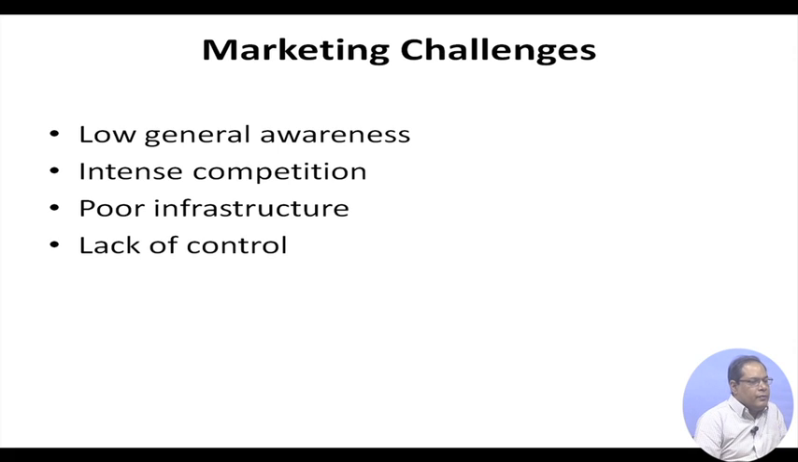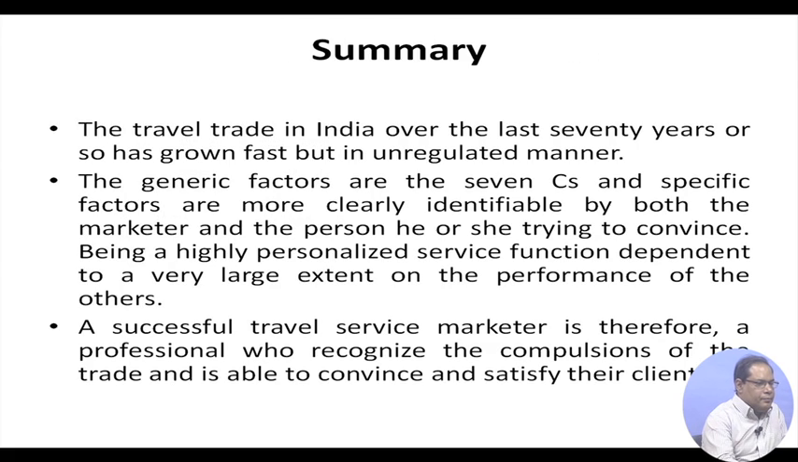The marketing challenges for the travel agent are low general awareness, intense competition, poor infrastructure and lack of control. So, as a summary, we see that the travel trade in India over the last 70 years or so has grown fast, but in an unregulated manner. The generic factors are the 7 C's and specific factors are more clearly identified by both the marketer and the person he or she is trying to convince. Being a highly personalized service function, it is dependent to a very large extent on the performance of others. A successful travel service marketer is therefore a professional who recognizes the compulsions of the trade and is able to convince and satisfy their clients.